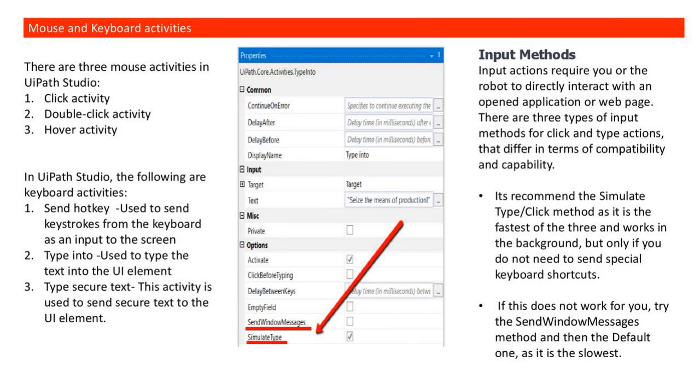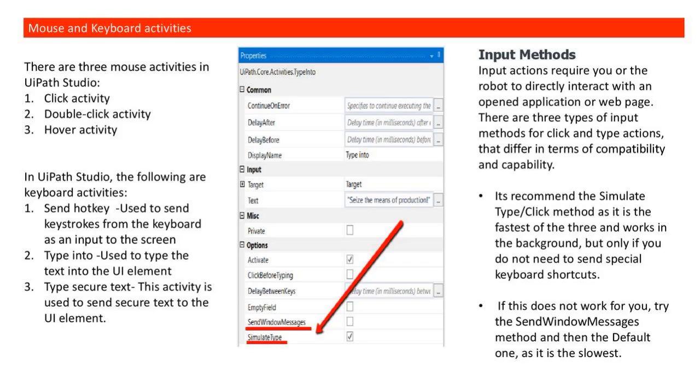automations. Now the other thing is how you input data on a web page. What are the input methods, right? We have looked at how we can identify the element. So we identified that there is a button. We identified there is a field where we need to input the data.